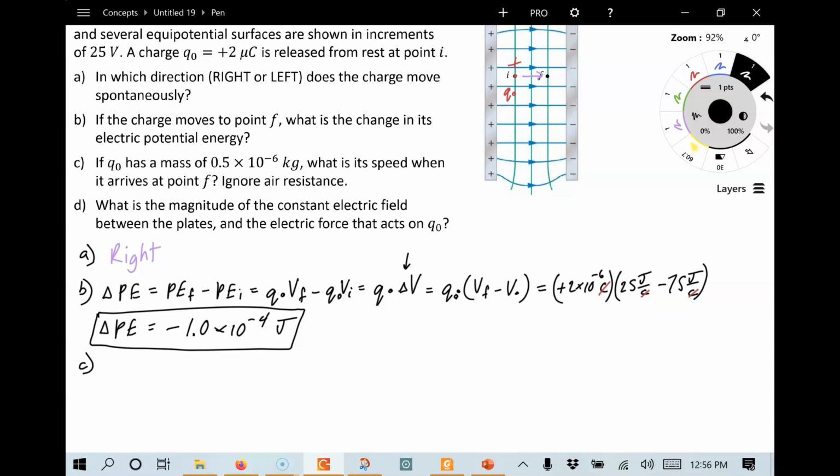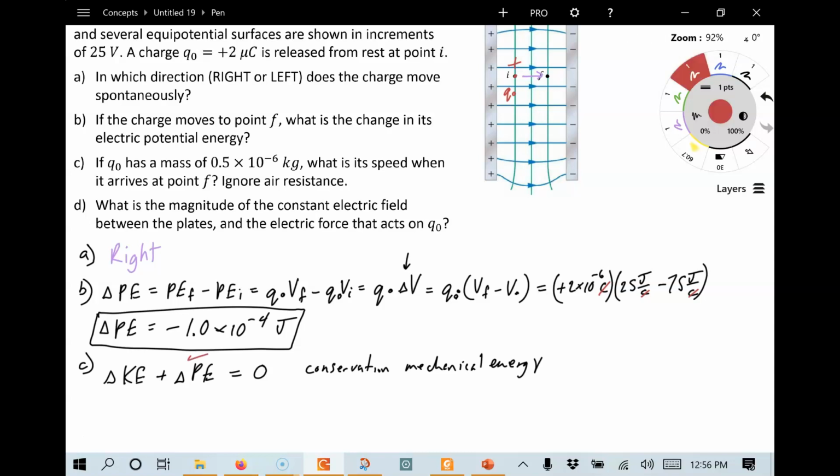We're going to use the conservation of mechanical energy to do this. So delta KE plus delta PE, for a conservative force, the electric force, they sum to 0. This is your conservation of mechanical energy. We know what delta PE is. We just calculated that in part B. KE, let's look at this. Initially, what is the initial speed here? It's 0, right? Because it starts from rest.